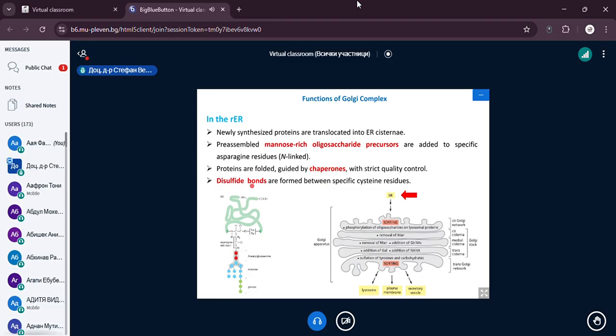And additionally, in the rough endoplasmic reticulum, between the amino acid cysteine, disulfide bonds are being formed as part of the formation of the secondary structure of the proteins. And then these newly formed proteins are packed in vesicles and transported to the cis-Golgi network. And you see here endoplasmic reticulum, which sends these proteins and newly synthesized lipids to the cis-Golgi network.